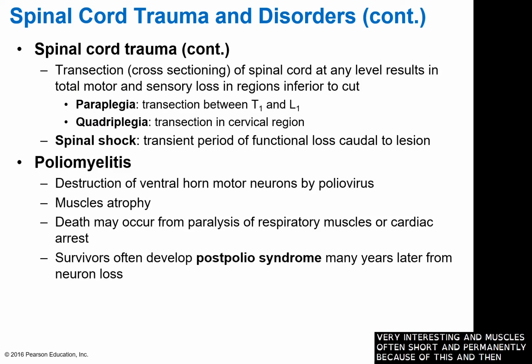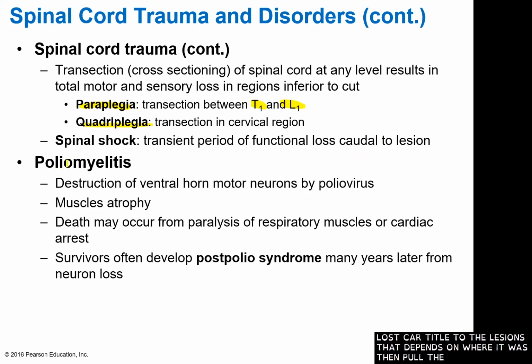And then some different spinal cord traumas that could occur. So different transections or cuttings of the spinal cord depend on which level it was transected at. So paraplegia is transection between T1 and L1, and quadriplegia is transection in the cervical region. So no appendage use. And spinal shock is a transient period of functional loss caudal to the lesion. So it depends on where it was.